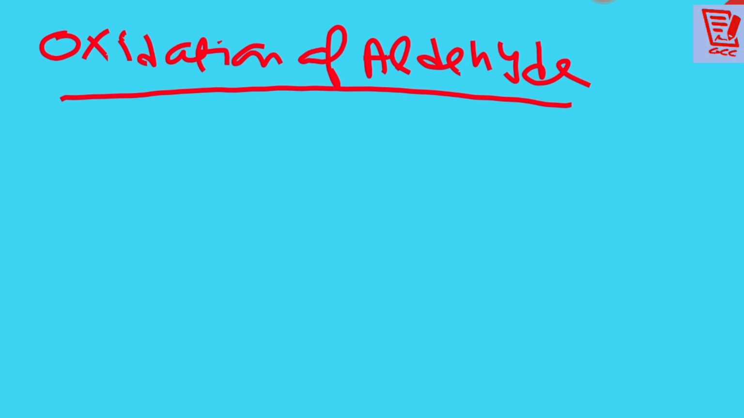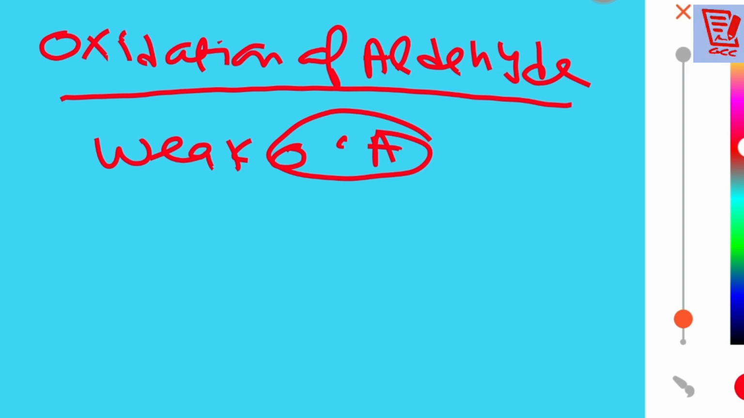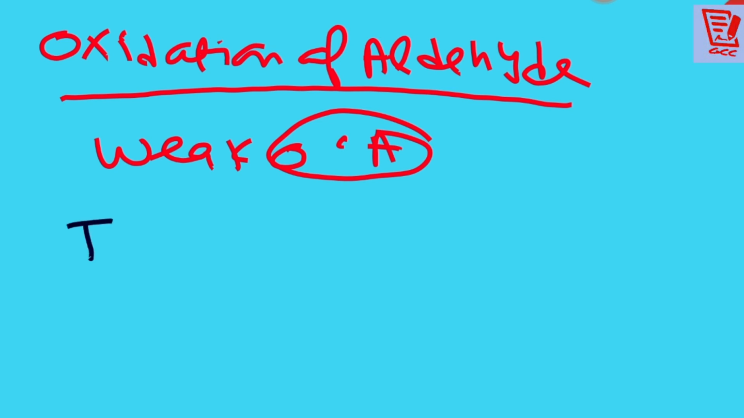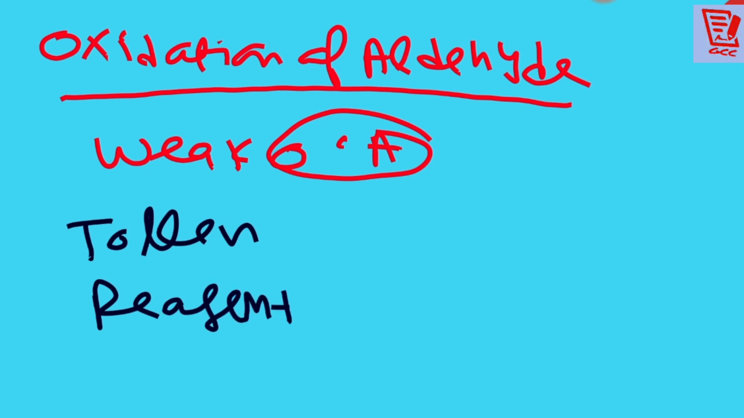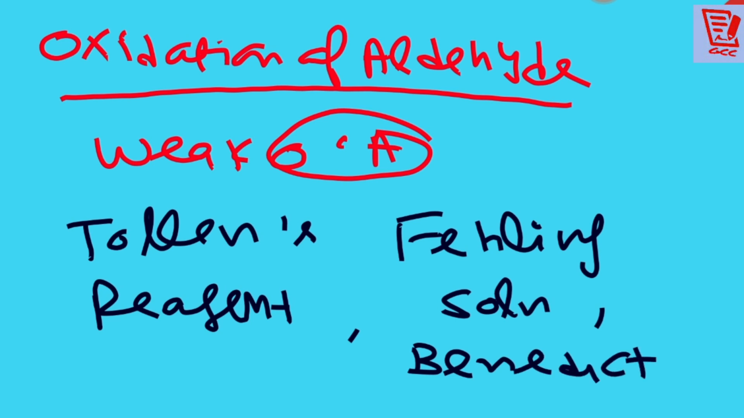That is why we require only a weak oxidizing agent. Usually we take Tollens reagent, which you will also use in a chemistry lab experiment. We will take Fehling solution, and the third one is Benedict solution. These three we are going to take.